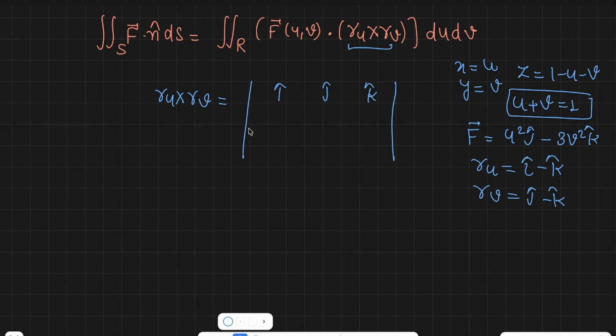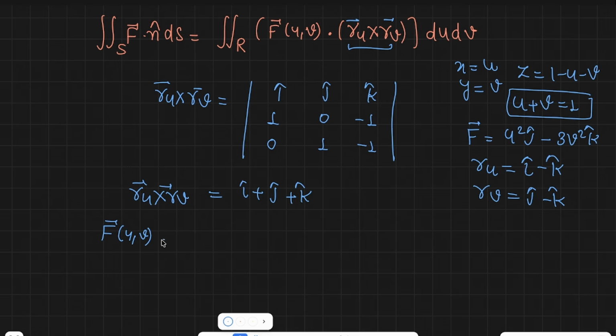It's a cross product. Now the coefficient of i for ru is 1, 0, minus 1. The coefficient of j will be 0, like this. When you solve this, you will get i cap plus j cap plus k cap. So this is your ru cross rv. You can write down the vector also. Now you take the dot product of f(u,v) vector with ru cross rv.